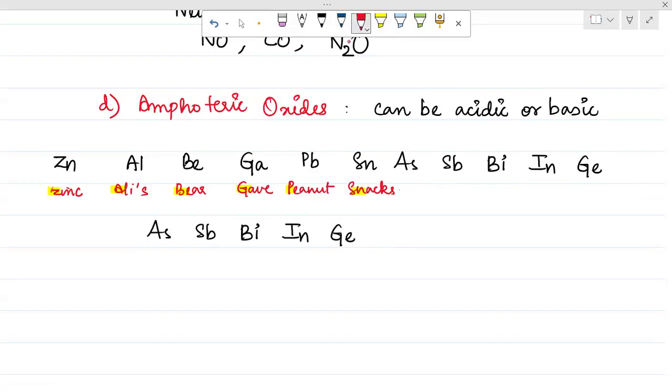That is: acids, sibling, bought, Indian, gems. Acid for arsenic, sibling for S and B, antimony, bought, only B is there, don't think it is boron, it is bismuth. Indian for indium, gems, GE, germanium.